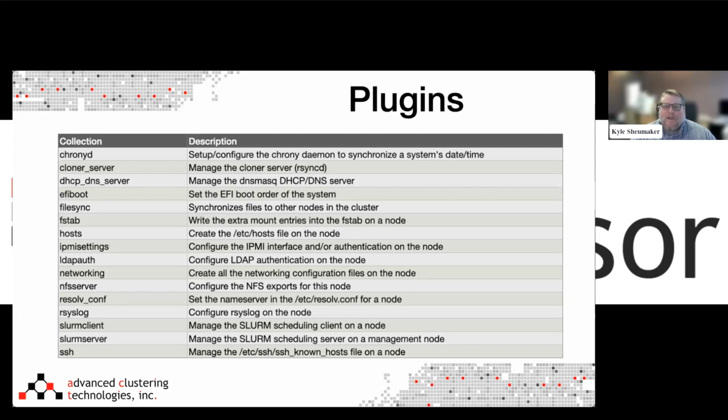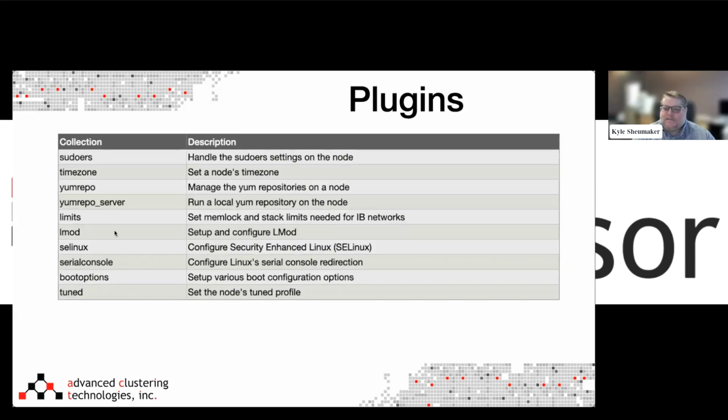Speaking of plugins, we have a wide list so far. As I mentioned, there's cronny for setting that up. There's setting up EFI boot, so the network boot or the boot order will be correct on the nodes. File syncing, so you can sync individual files between nodes. Managing the host file, setting up IPMI, which fully configures the BMC's networking, users, everything. Setting up LDAP authentication, setting up an NFS server. SLURM configuration can completely be done via the web GUI as well. Managing SSH, as well as other things like sudoers, limits, lmod, SELinux, serial console, etc.